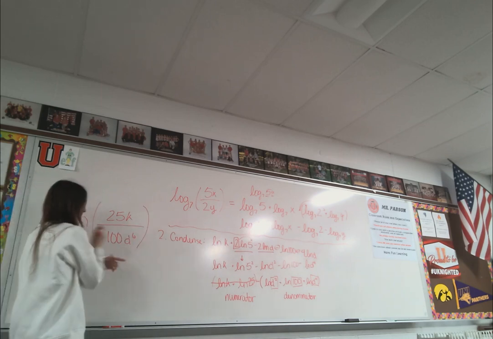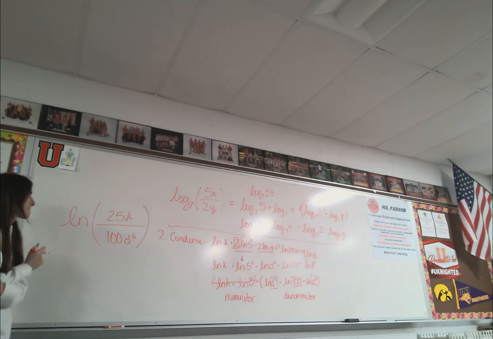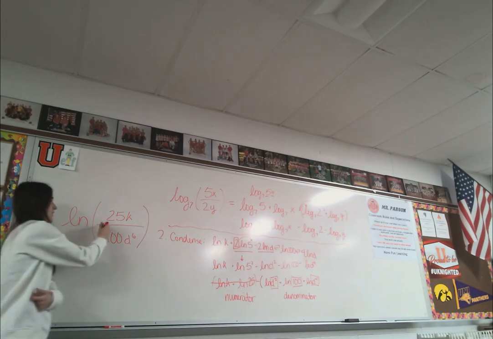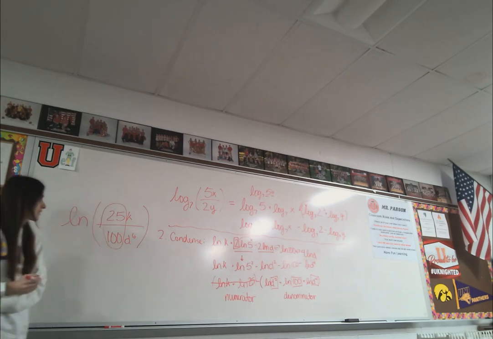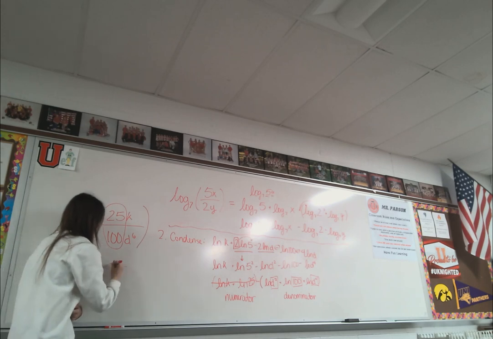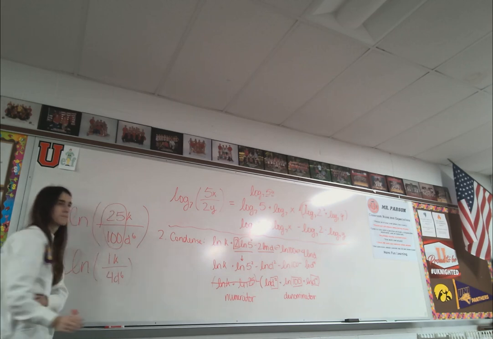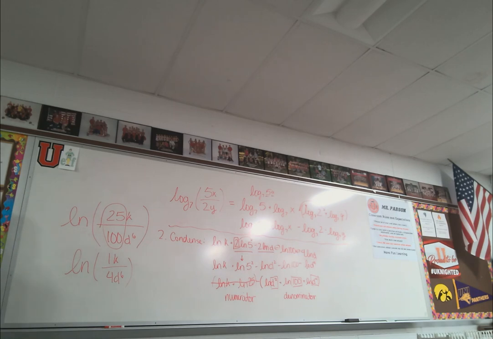Close my parenthesis. Are we completely simplified here? No. What do I have to simplify? The numbers. Okay, what's that going to look like? A 4. 1, 4. I have 1k over 4d to the 6th. Now are we completely simplified? You wouldn't need the 1. You're so right. Satisfied?